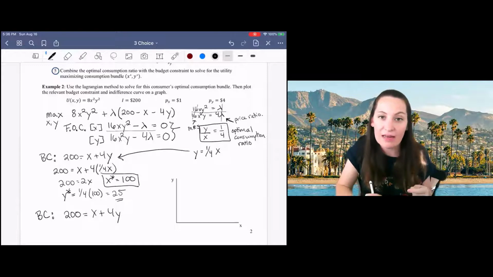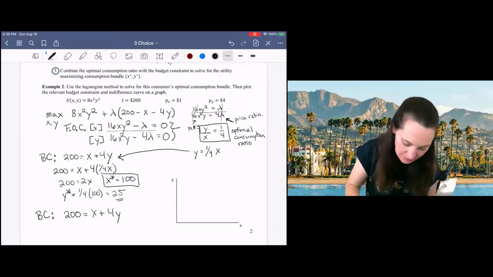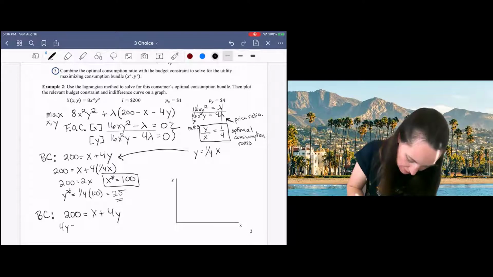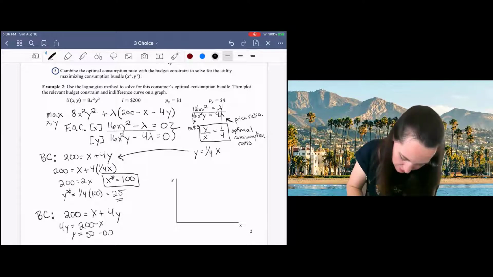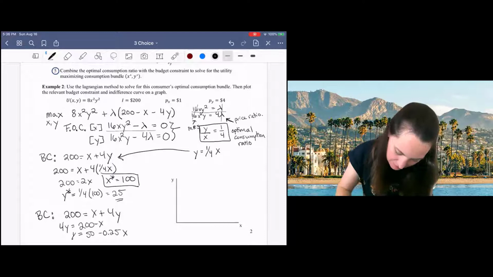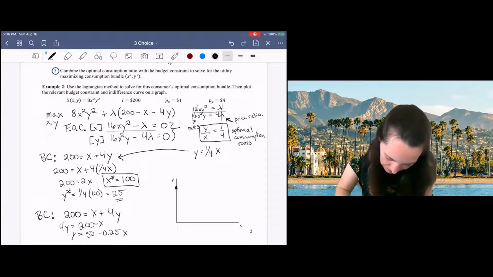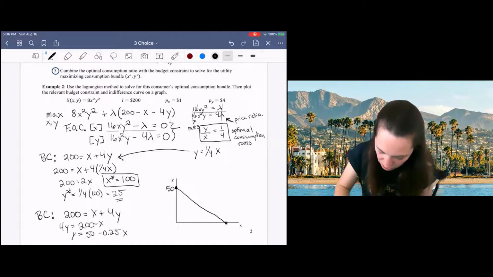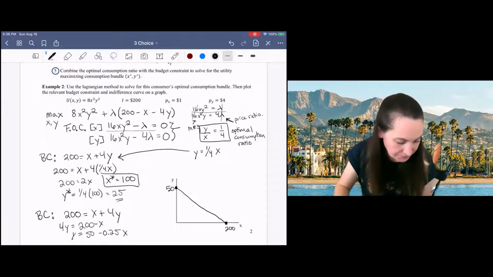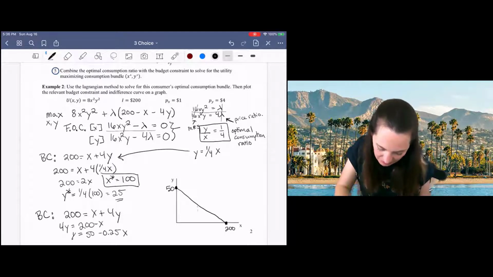So again, my budget constraint is 200 equals x plus 4y, but for the purpose of graphing, I want to rearrange that so it's y equals some function of x. So I've got 4y equals 200 minus x. So y is equal to 50 minus 0.25x. So my budget constraint here will start at 50 and then go down to 200.